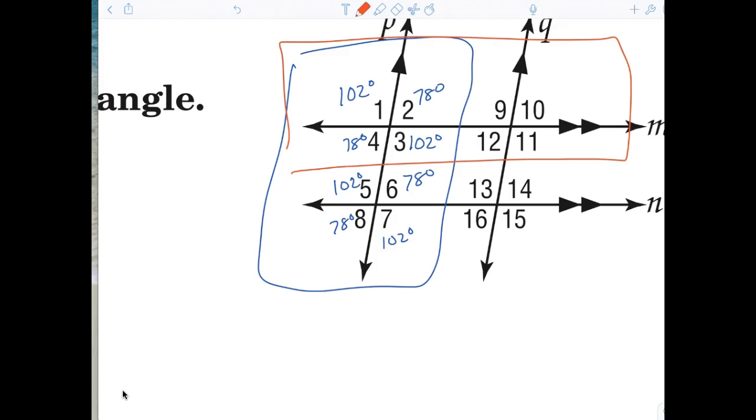All of the obtuse angles are going to be what? And all the acute are? That's how simple today's lesson is. So again, 78, 78, 78, 78, 102, 102, 102, and 102. That's how simple it is.